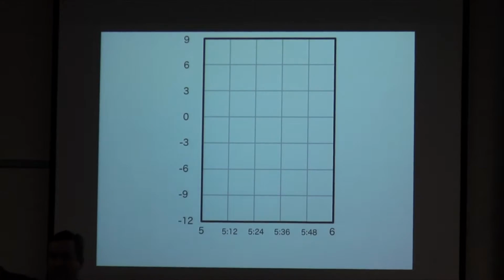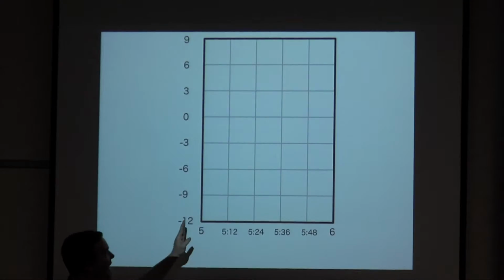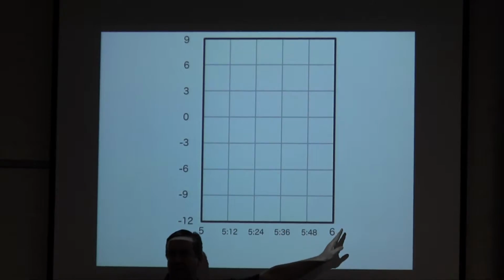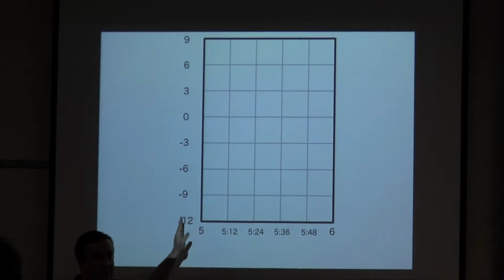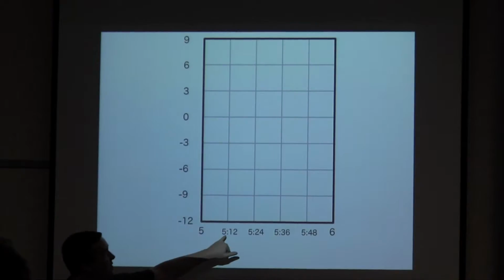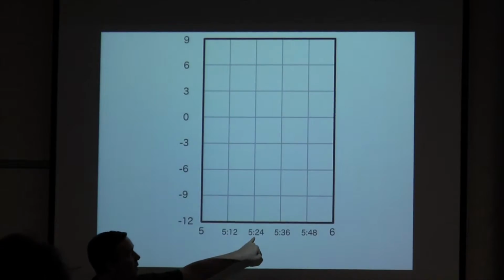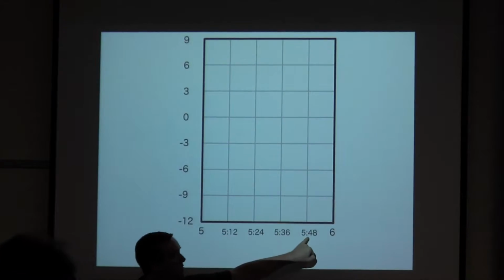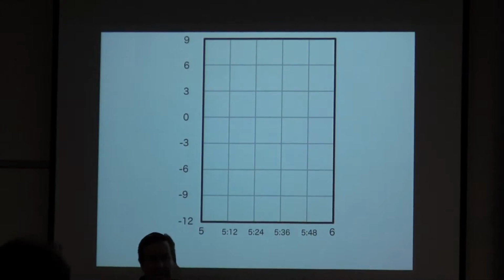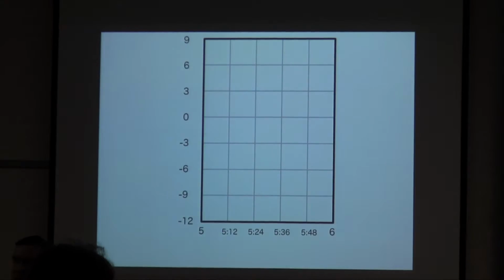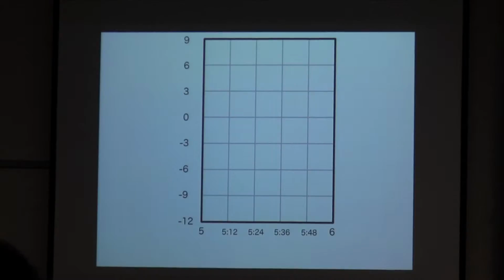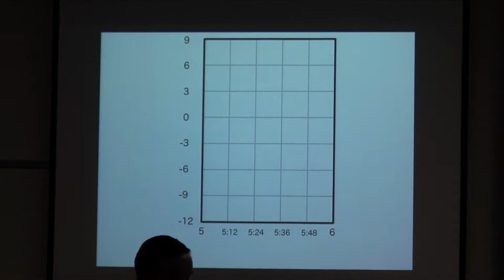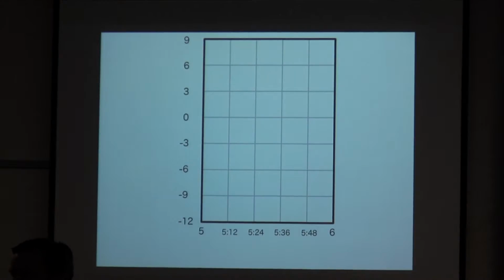Now, here's the interesting point. Recognize that you're dividing 60 minutes into 5 increments, which means this is 512, 524, 536, and 548. Helps to have those down there when you are doing the plotting. And so now it is your challenge to do this plot for the stars in Orion.